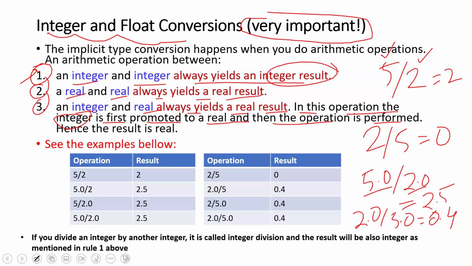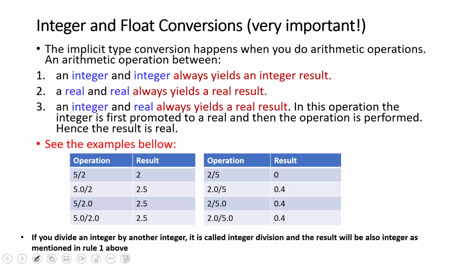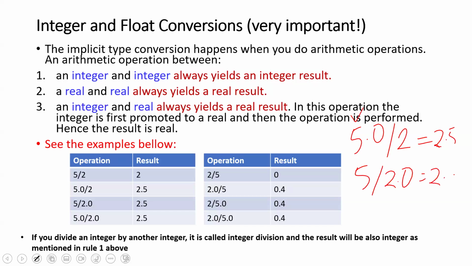Okay. Now let's see an example. If I say 5.0 divided by 2, what is the answer? 2.5. Because one of them is float, right? If you write 5 divided by 2.0, the answer is also 2.5. If 2.0 divided by 5, you get 0.4. Got it?